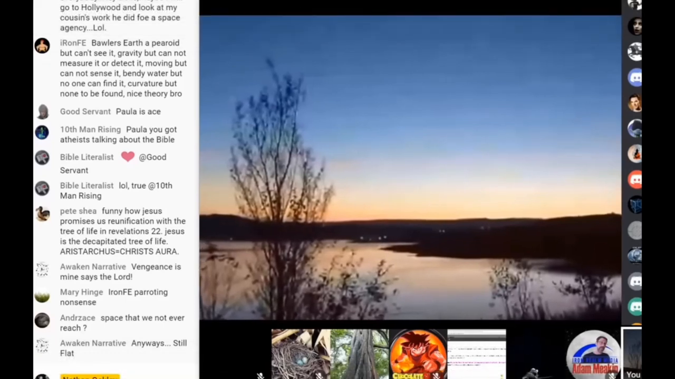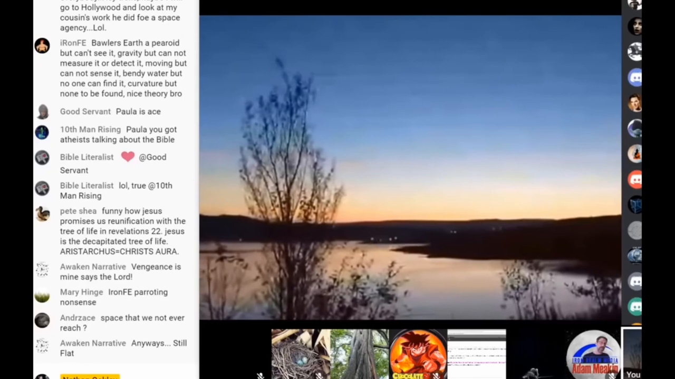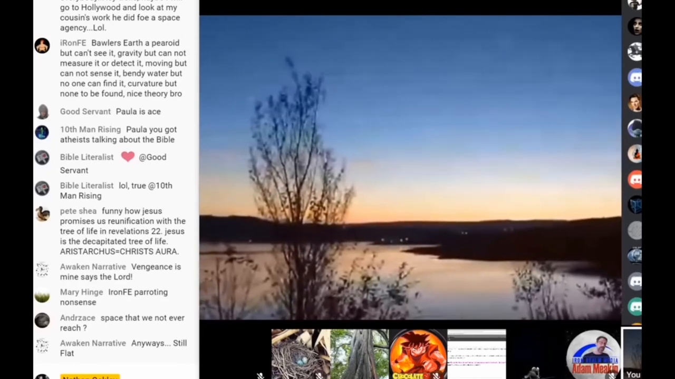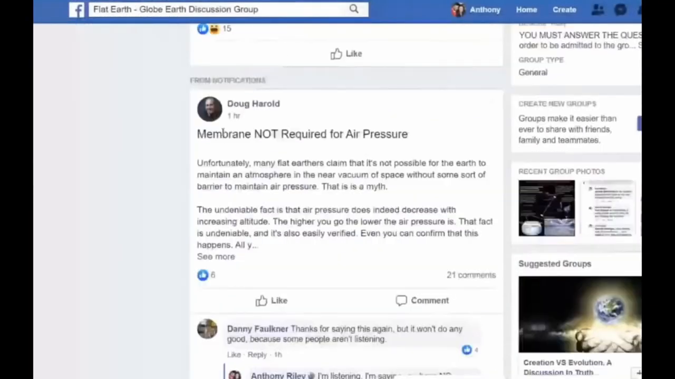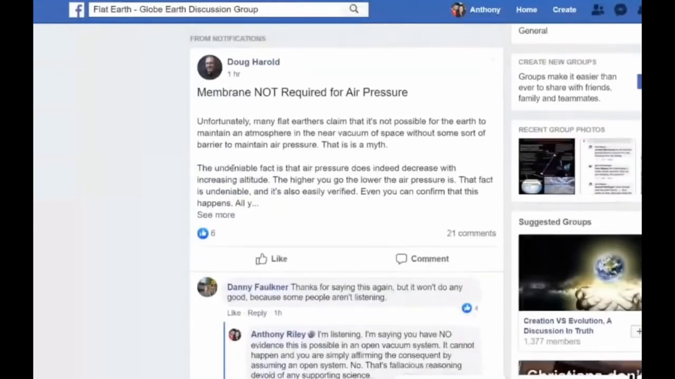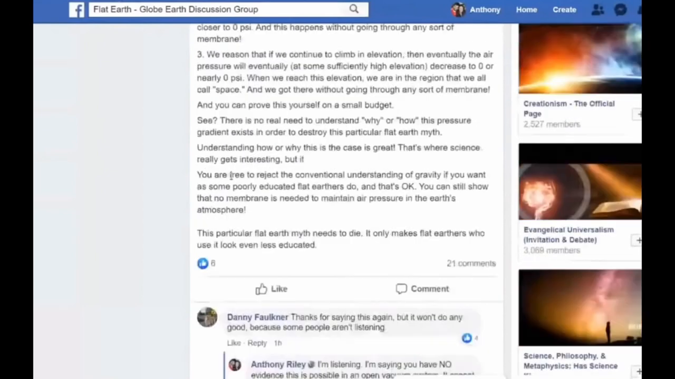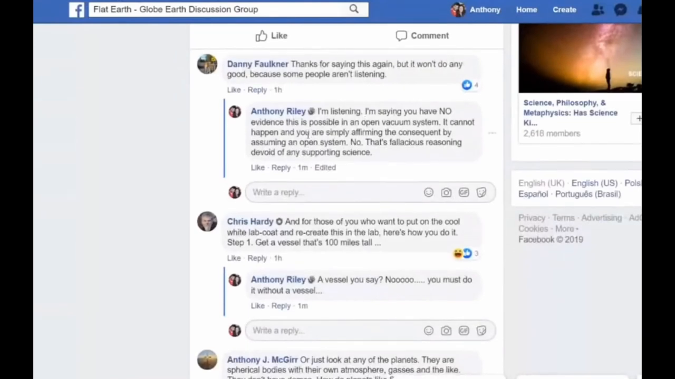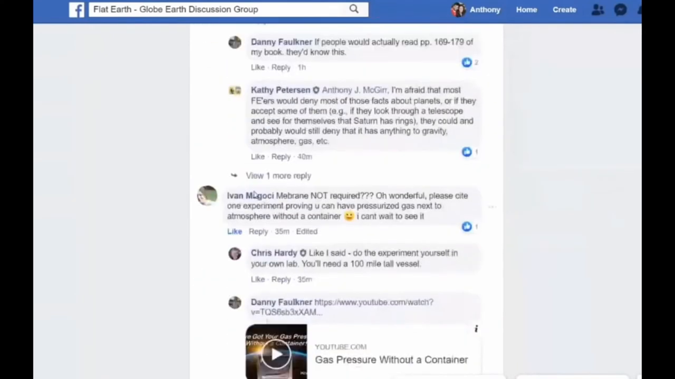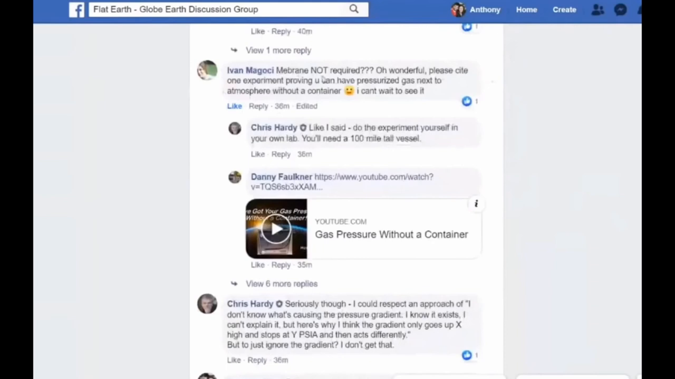For demonstration. Yeah. Honest to God. No way. Put it on. Have we got a screen? We've got to get this on screen capture. This is horrendous. So you guys see my screen right now, right? Somebody's put on this post, membrane not required for air pressure. Danny Faulkner, thanks for saying this again, but it won't do any good because some people aren't listening. I am listening. I'm saying that you've no evidence this is possible. I've just found this idiot here. Ivan says, membrane not required. Oh, wonderful. Please cite one experiment proving you can have pressurized gas next to an atmosphere without a container. Can't wait to see it. Danny Faulkner citing gas pressure without a container.